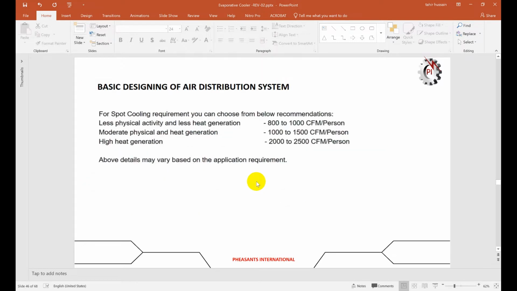So we will see the next basic design. Sometimes the area is very big and not too many workers are there. Some workers are working on the plant, so we can give spot cooling also. Spot cooling is just giving airflow on the head of the people who are working on the plant. If the activity is not generating too much heat, we can recommend 800 to 1000 CFM per person. If the physical activity is more, we can recommend 1000 to 1500. If there is high heat generation, we recommend 2000 to 2500 CFM per person. It is for spot cooling when there is a minimum number of workers in a big area of the plant room.